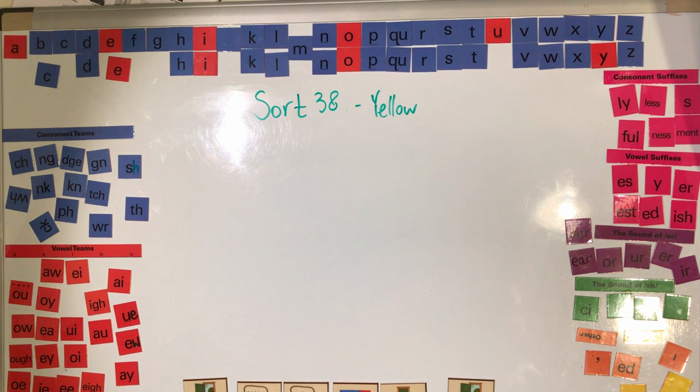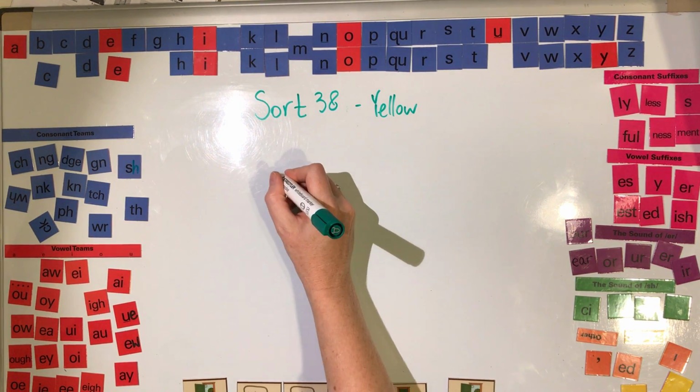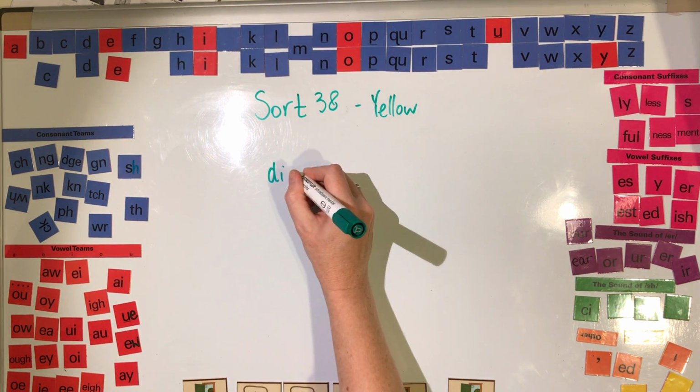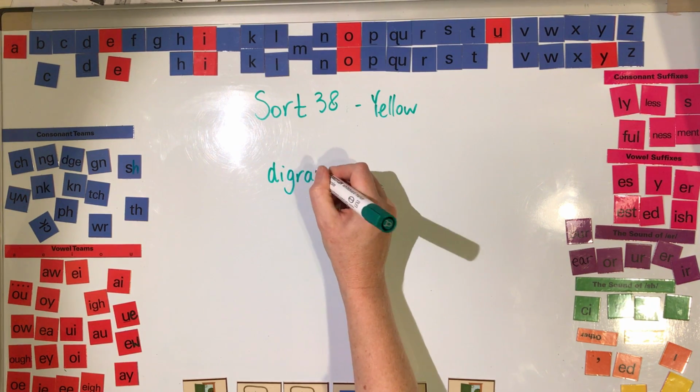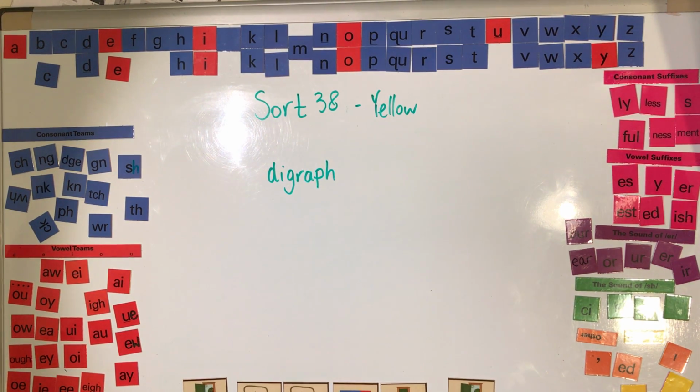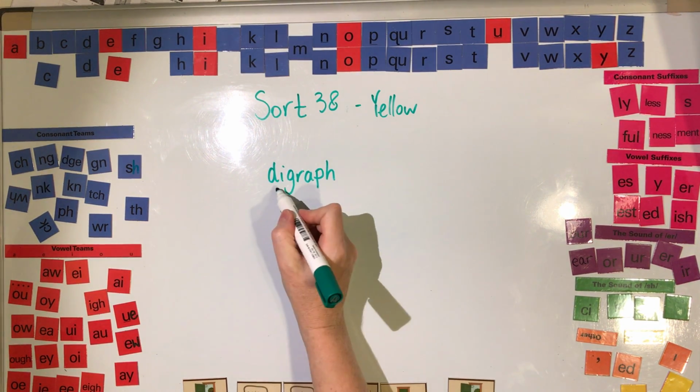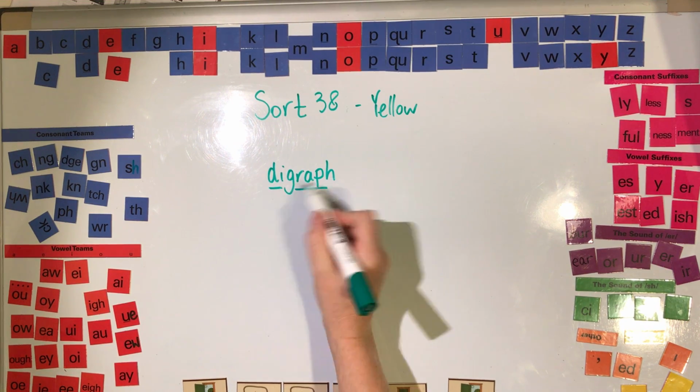Okay, today we are going to look at Sort 38 from the Yellow Book, and we are going to be looking at some digraph plus R blends and also some other triple blends. So you might not know what digraph means, and we'll have a look at it, see if we can work it out together.